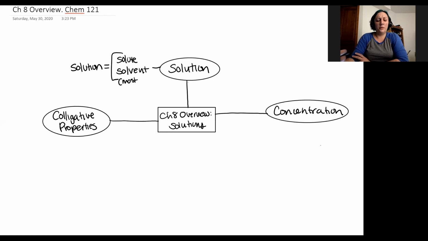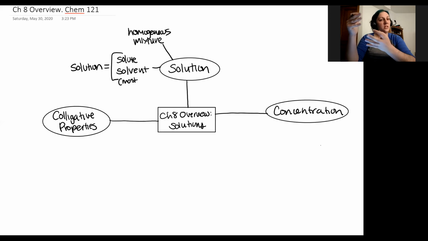Now, we've already kind of defined this before. A solution is also a homogeneous mixture. When we talked about matter at the very beginning of our class, we said you could have heterogeneous mixtures and homogeneous mixtures. A homogeneous mixture would look uniform. It would look like it was one thing. Whereas with a heterogeneous mixture, you'd be able to see two different phases, or different colors. It would look like two things combined.